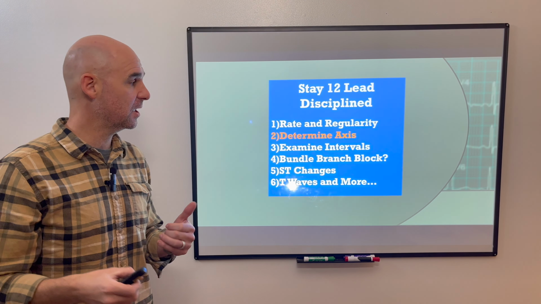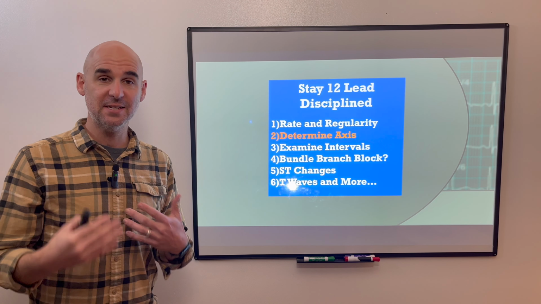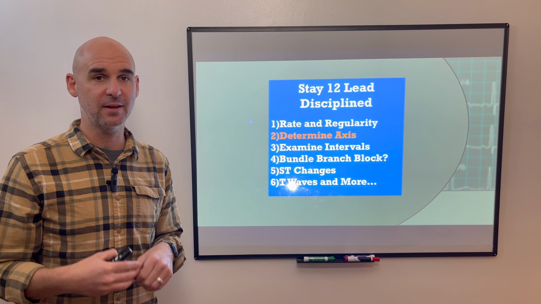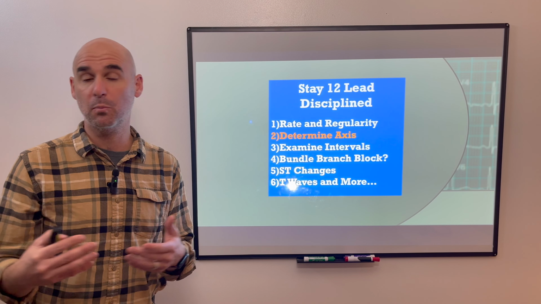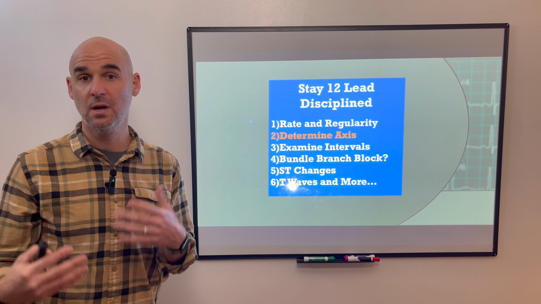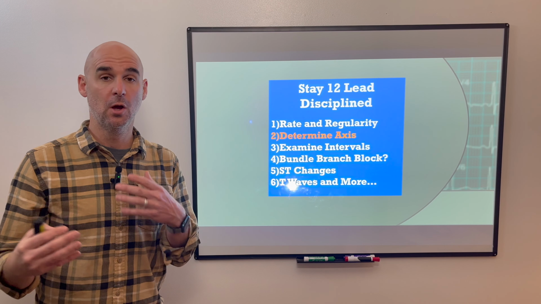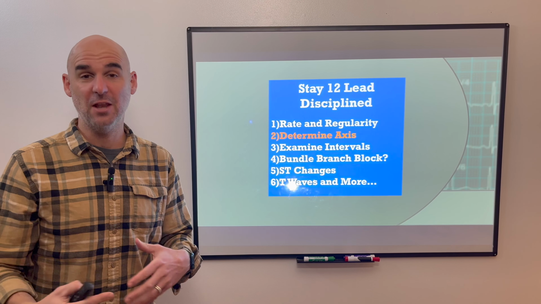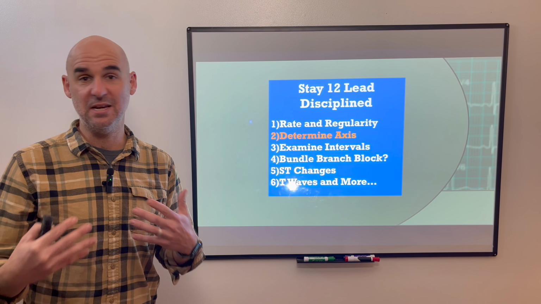This week, we are talking about axis determination. This is step 2 of our disciplined approach to a 12 lead. Last week, we talked about rate and regularity. This week, we're going to be spending it all on determining axis. And we're actually going to break this into a couple different parts. So this is going to be part 1, more to come on axis determination. We're going to make this digestible so you can understand it, so you can get good at it, and you can start applying it to the 12 leads that you're doing to your patients each and every day.